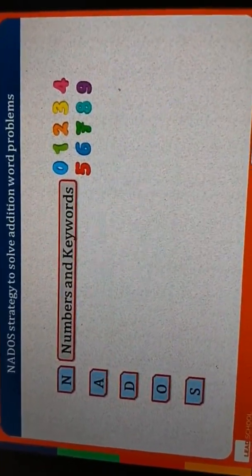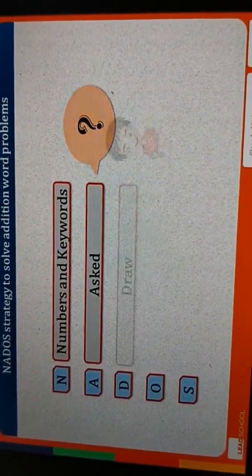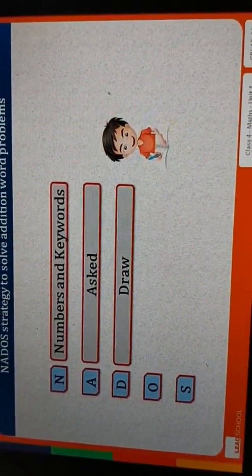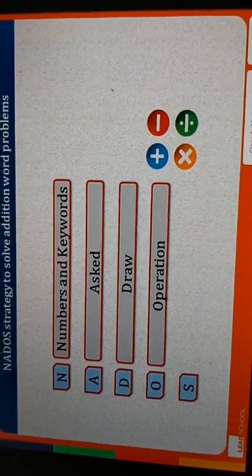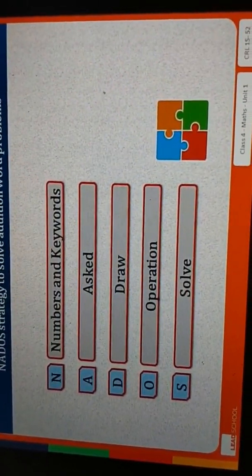Yes, it is numbers and keywords, ask, draw, operation, and then solve. Happy learning!